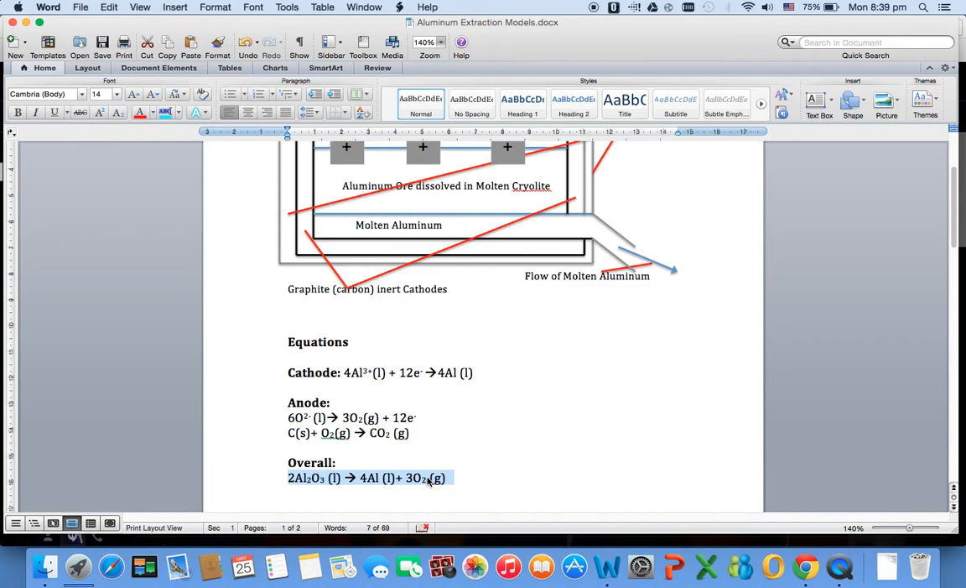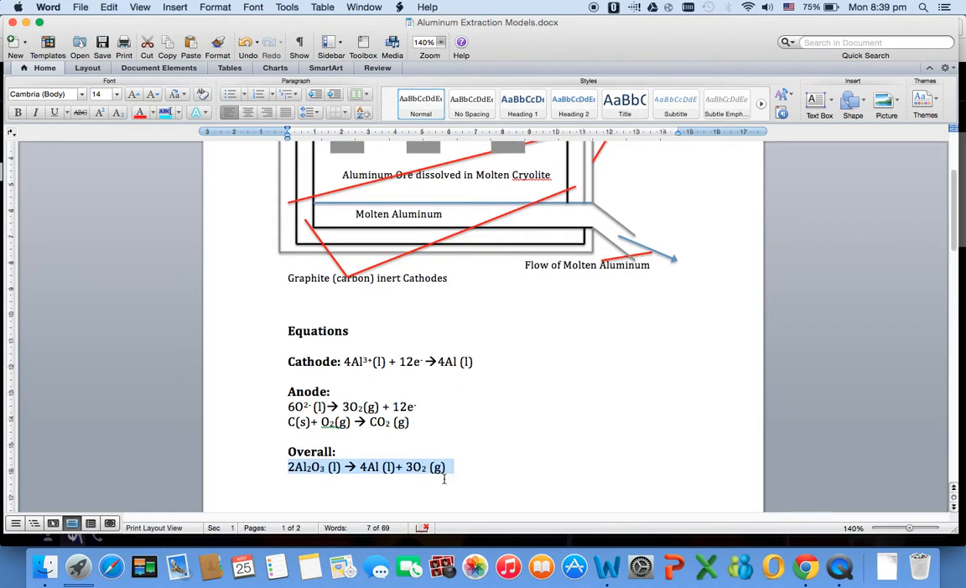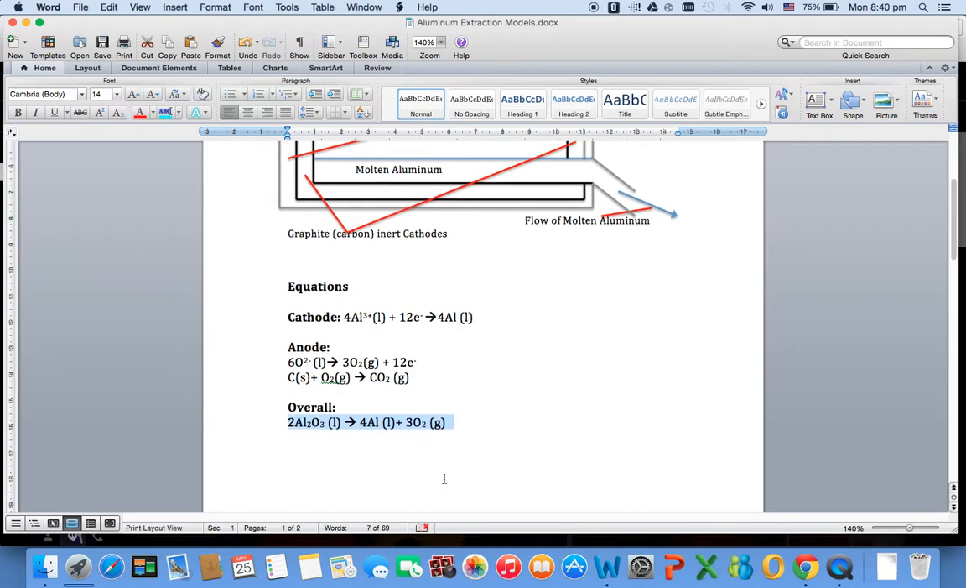2Al2O3 in a liquid state, which is aluminum oxide, goes to give 4Al in a liquid state plus 3 oxygen molecules in a gaseous state. Due to the large cost of maintaining a strong current throughout the process, aluminum is a very expensive metal. However, its usage in our everyday lives is important.